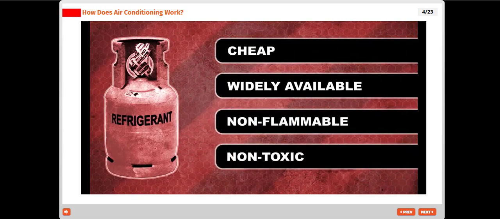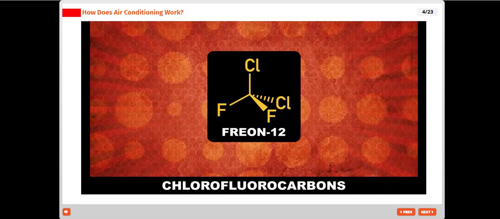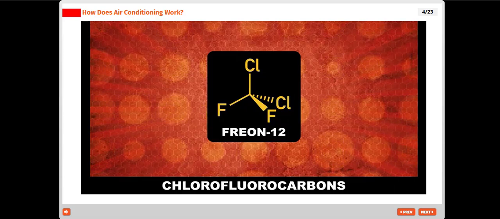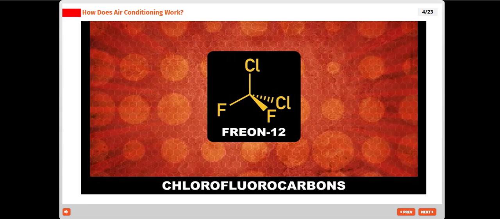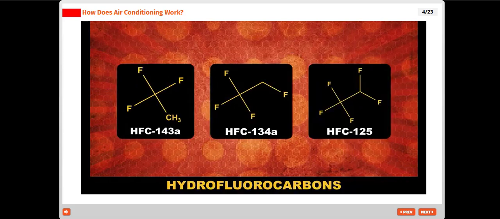Scientists thought they'd found the perfect refrigerant with Freon, which is the trade name of a group of chemicals called chlorofluorocarbons. But CFCs are actual murder to the ozone layer. They've been largely replaced with hydrofluorocarbons, or HFCs. HFCs don't damage the ozone layer, which is good, but they have a different problem. They're greenhouse gases. So the search is on to phase out HFCs too.